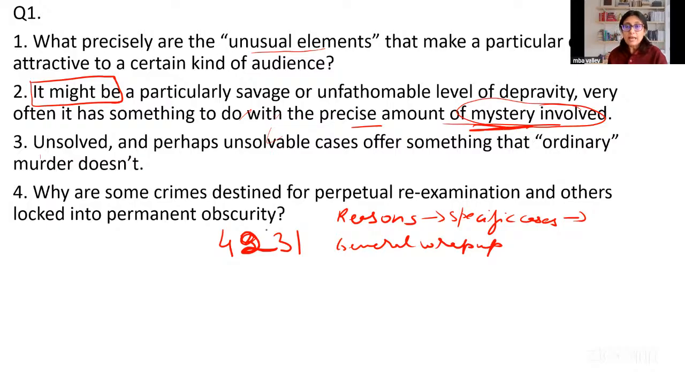ओके, पैराग्राफ का फ्लो क्या है? पैराग्राफ का फ्लो है स्पेसिफिक टू जनरल. दैट्स द थॉट फ्लो. ऑलराइट, ओके. नाउ, आगे चलते हैं. लेट्स गो टू द नेक्स्ट वन.